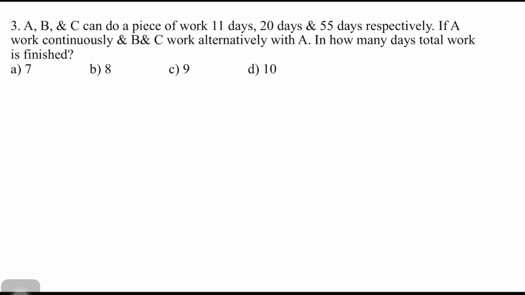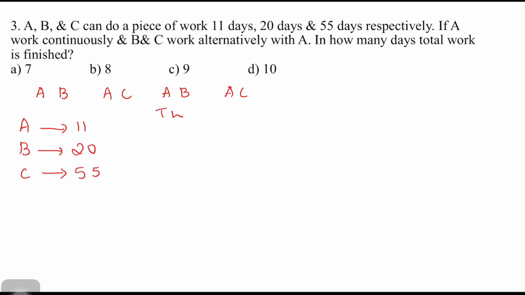So what they are saying, A will work continuously, so A will be there always, but B and C work alternately with A. Means if B works first time, then C will work with A, then again B will work with A, then again C will work with A. So it is AB, AC like this. So first we will find the time. A will finish the work in 11 days, B in 20 days and C in 55 days.